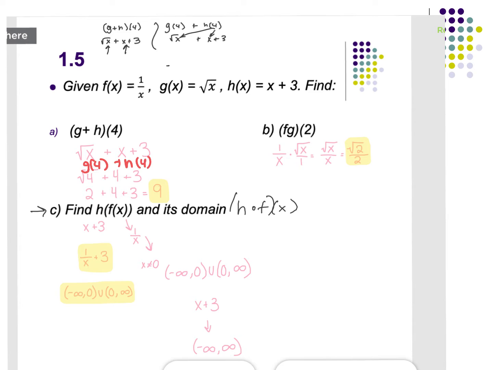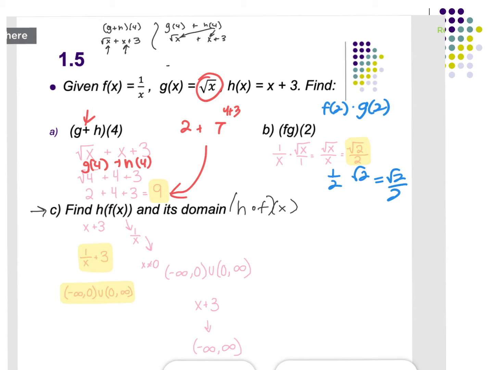So the G of 4 would be the square root of 4, which is 2. The H of 4 would be 4 plus 3, which is 7. And then because this is addition, we add them together, and you should have gotten 9. The F times G of 2 would be F of 2 times G of 2. F of 2 is 1/2. G of 2 is the square root of 2, and you end up with just root 2 over 2. That can't be simplified. If you left it as like 1/2 times square root 2, I would have given it to you. Sorry, it would have been to combine them together.